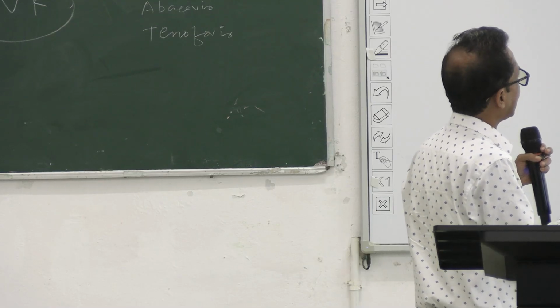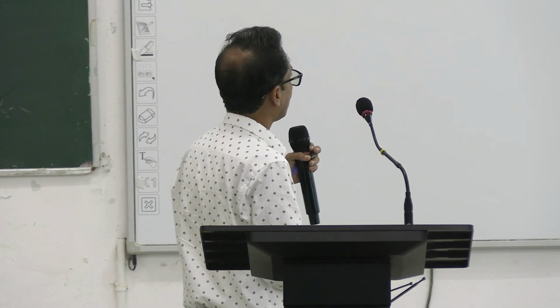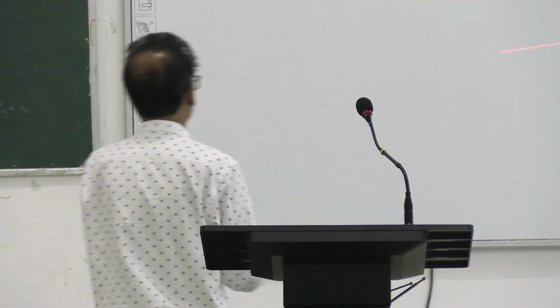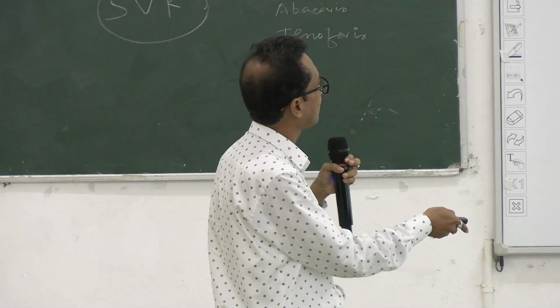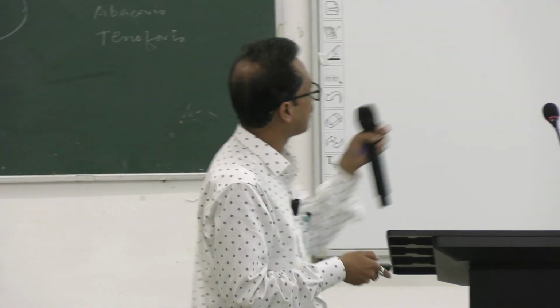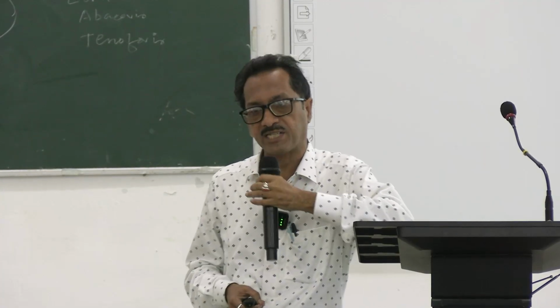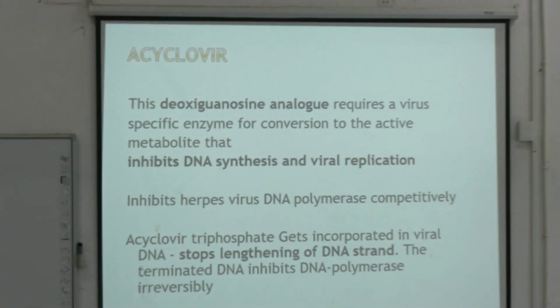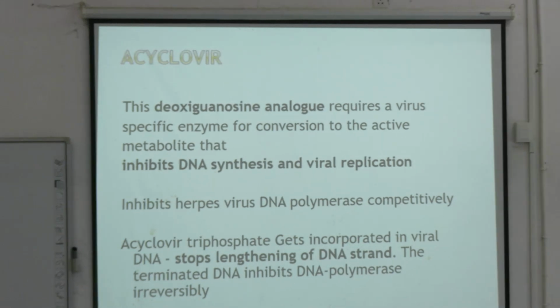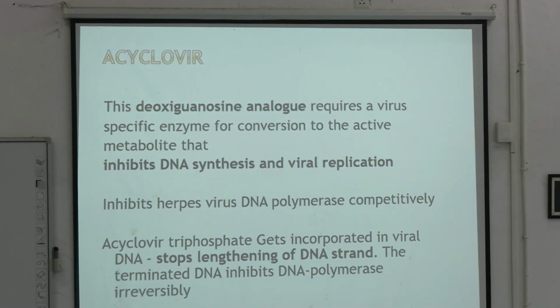So virus specific enzyme for conversion to active metabolite, that is being inhibited. So what it inhibits? It inhibits herpes virus DNA polymerase. So single line mechanism of action. Now what is the dose? Acyclovir used in chickenpox, that is varicella zoster. What is the dose in adult? 800 milligram 5 times daily for at least 5 days, and chickenpox treatment should be started on the very first day. If it is started late, it will be of no use.